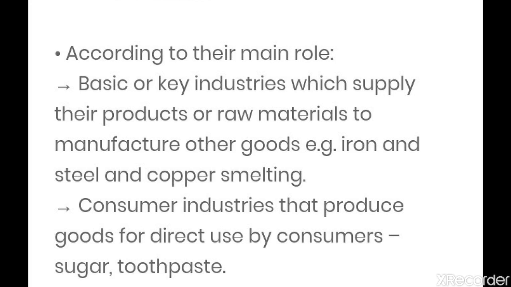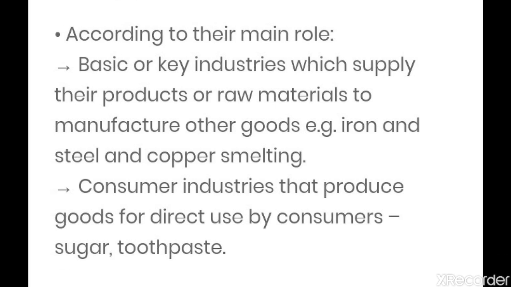Examples of basic industries are iron and steel industry, copper smelting, aluminium smelting. All these come under the category of basic industry and key industry. Second category on the basis of their main role is consumer industry. Those industries that produce goods for the direct use of the consumer are referred to as consumer industry. Examples of consumer industry are the sugar industry, toothpaste, paper, sewing machines, then fans, ACs.